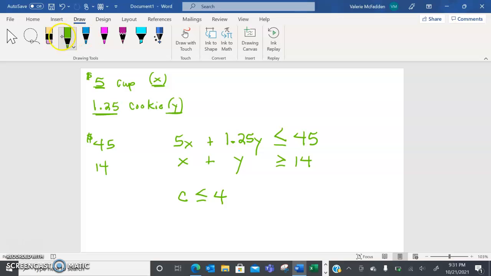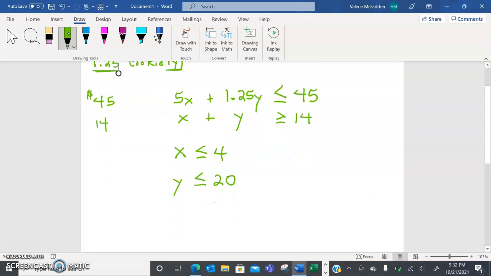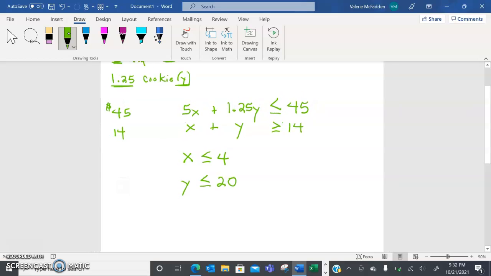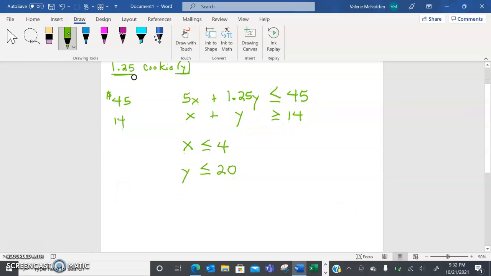Oh, whoops, cupcakes are X. Sorry about that. Cupcakes are X. Okay, and Y represents the number of cookies. So at most 20 cookies. So the number of cookies she can buy is less than or equal to 20. Okay, now the next step is to graph all 4 of these on our graph paper and see the points where they intersect each other.